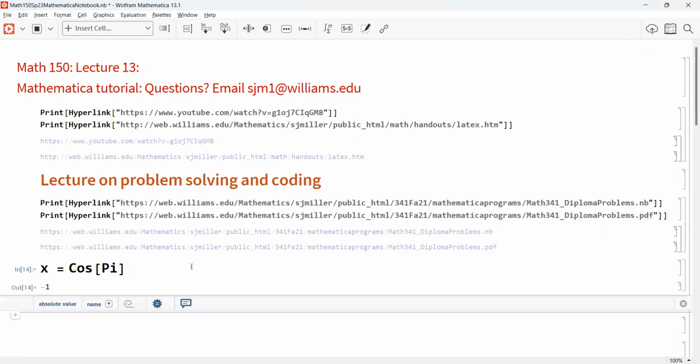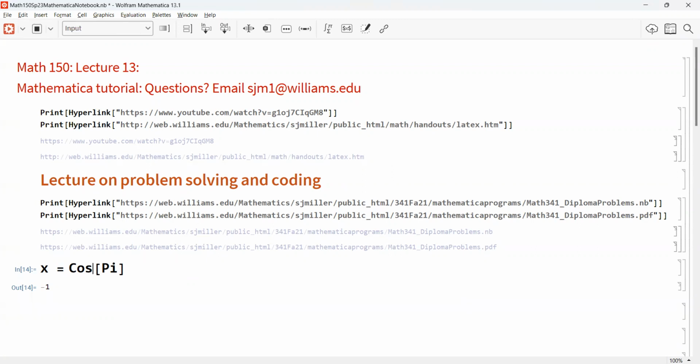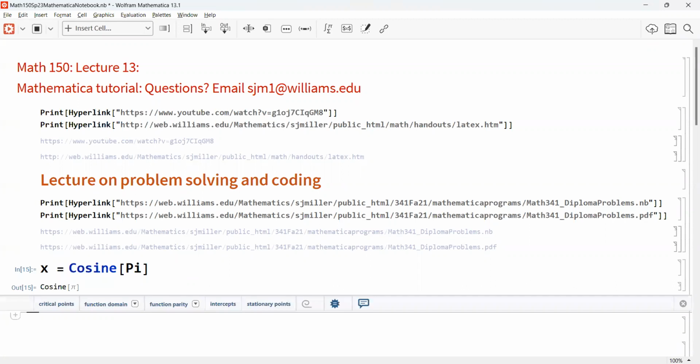-1. And so when I do shift enter, I get -1. The key thing to notice here is that the way we do cosine is a capital COS. We then do the argument in square brackets, and then pi is just pi. Okay. What would happen if I actually wrote out cosine? It doesn't know what cosine is because it's defined cosine as that.